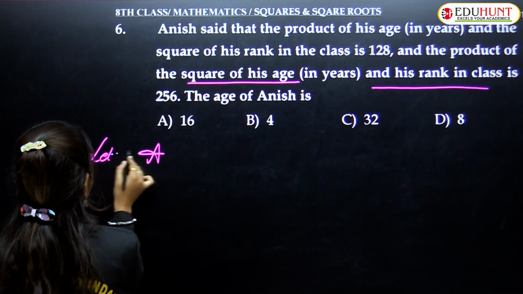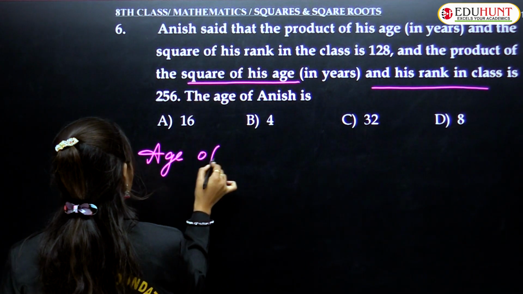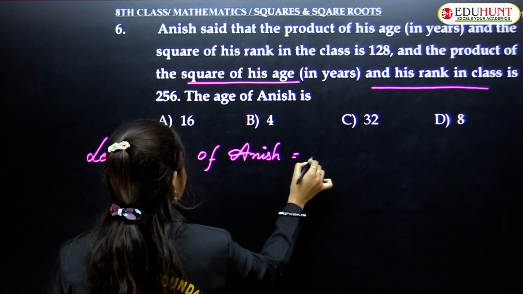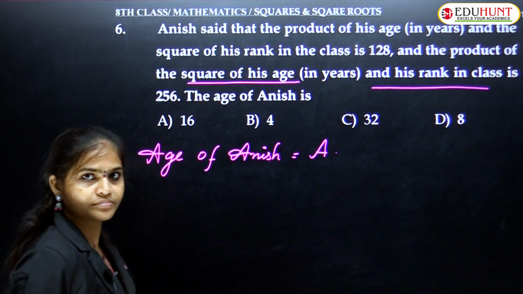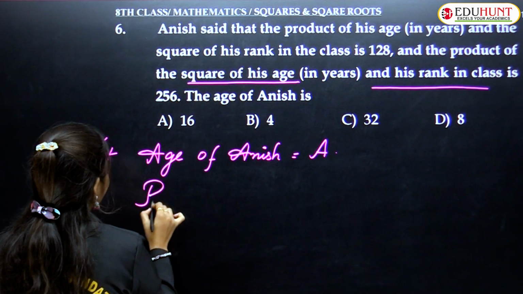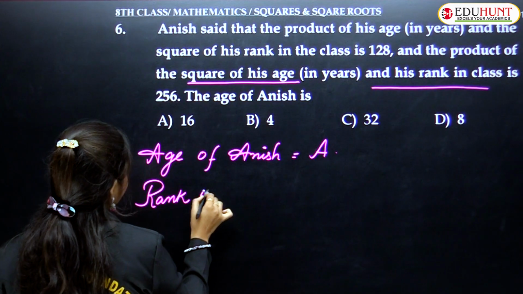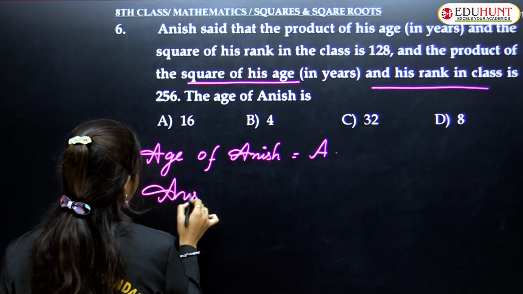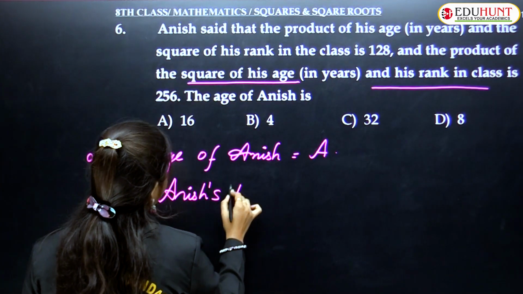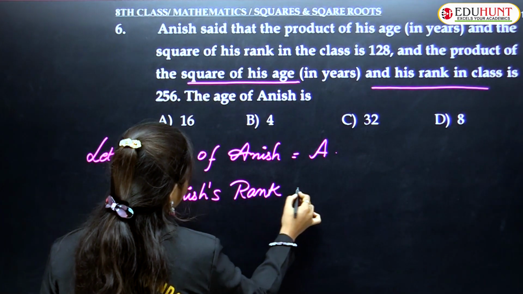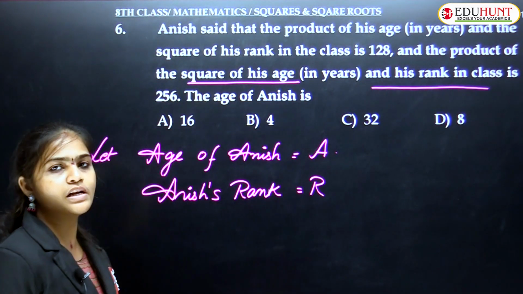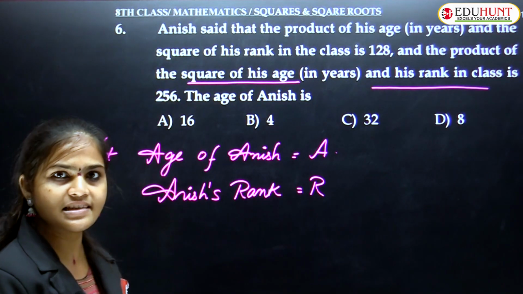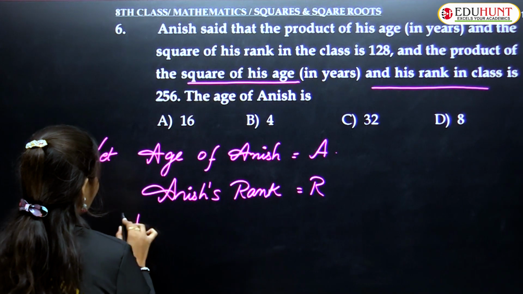So see here, let the age of Anish be A. Okay, next, Anish's rank be R. In this way also we can take that. Okay, so age of Anish is A and his rank is R. Now by the problem, what are they saying here?